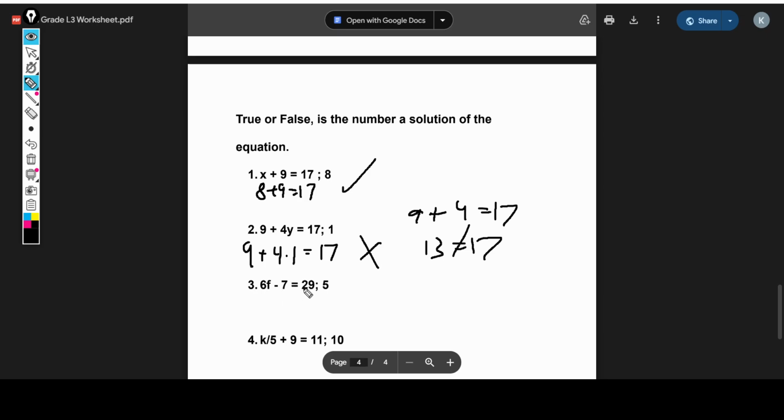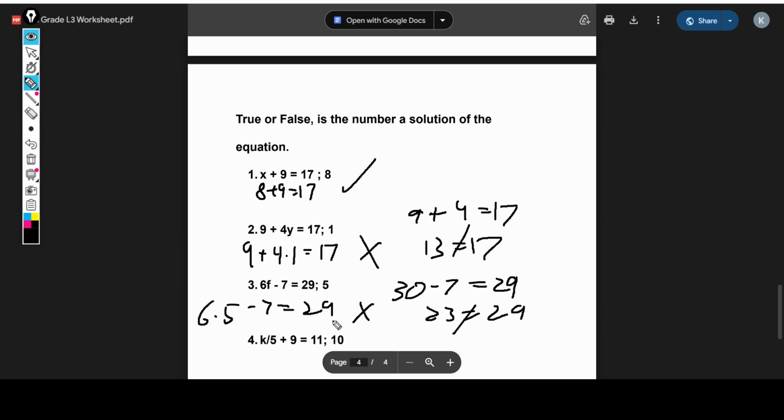6f minus 7 equals 29. And we plug in the 5. So 6f is 6 times 5 minus 7 equals 29. 6 times 5 is 30. So you get 30 minus 7 equals 29. And then 30 minus 7 is 23. And this is also very not true. And always remember to do the multiplication first before the addition, because depending on how you learn it, it doesn't really matter. The multiplication will always be before addition.